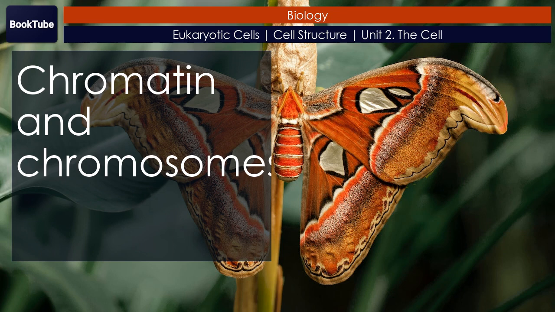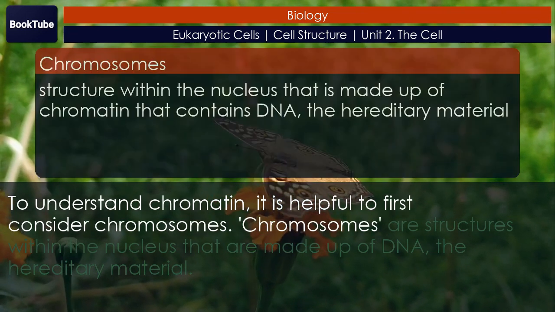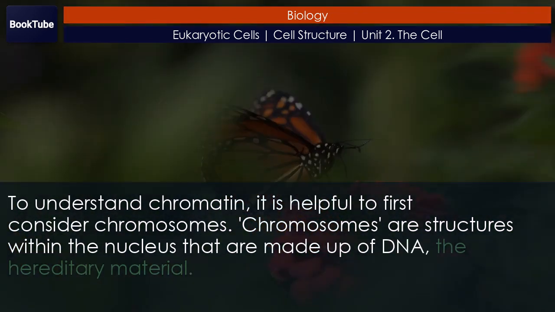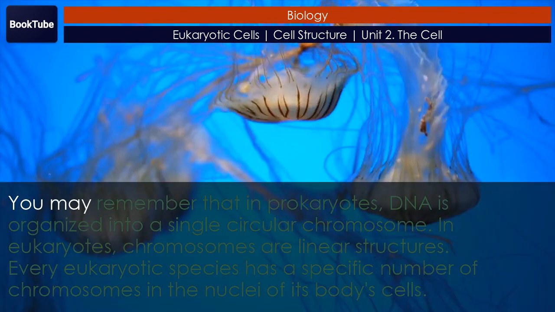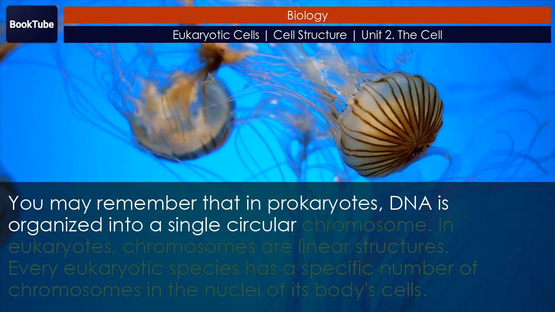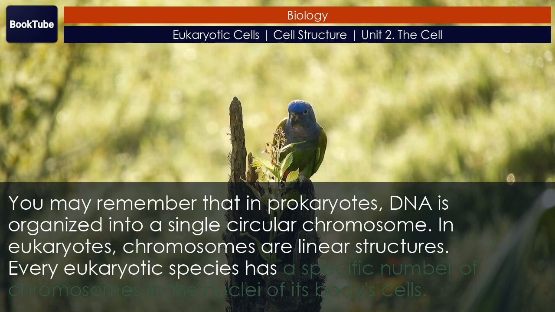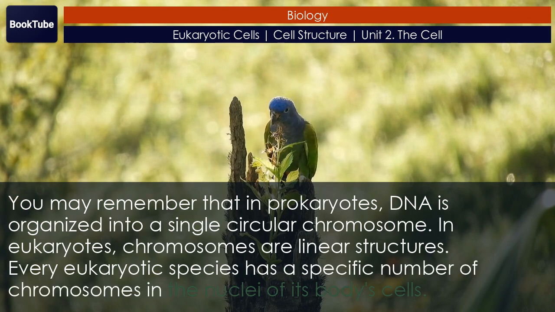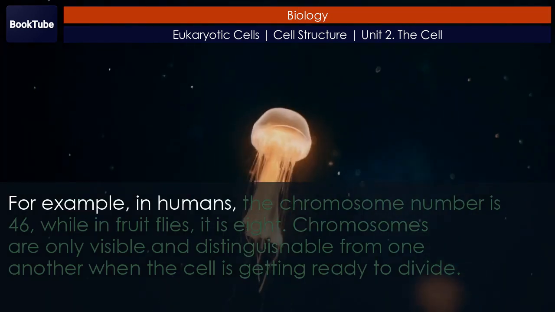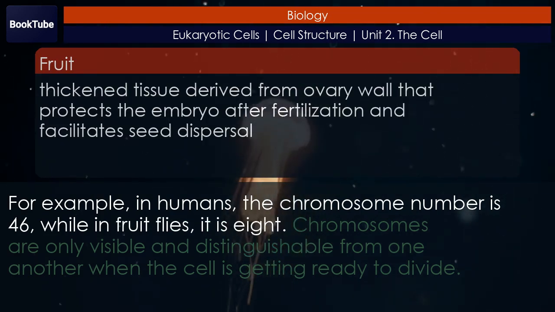Chromatin and chromosomes. To understand chromatin, it is helpful to first consider chromosomes. Chromosomes are structures within the nucleus that are made up of DNA, the hereditary material. You may remember that in prokaryotes, DNA is organized into a single circular chromosome. In eukaryotes, chromosomes are linear structures. Every eukaryotic species has a specific number of chromosomes in the nuclei of its body's cells. For example, in humans, the chromosome number is 46, while in fruit flies, it is 8.